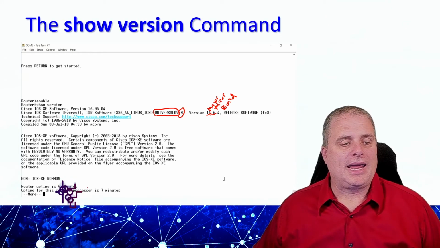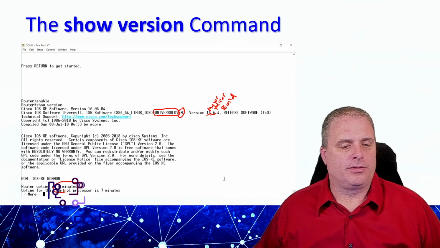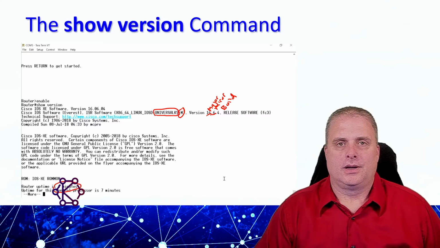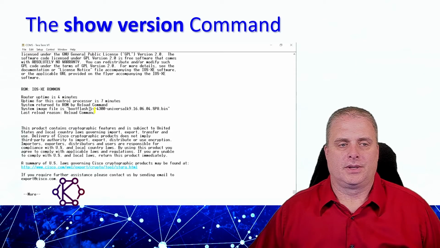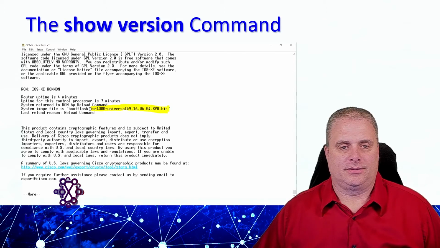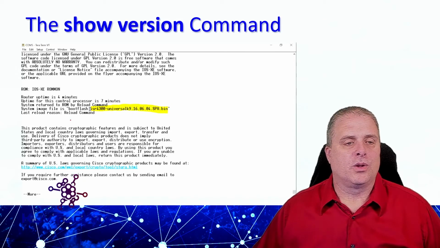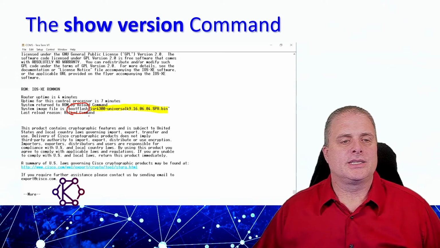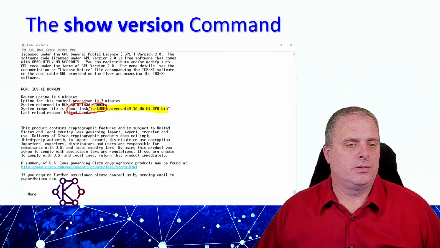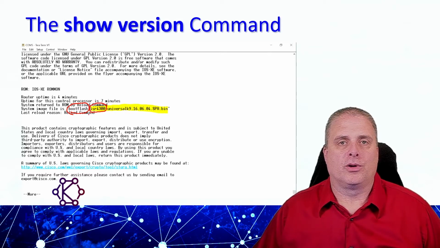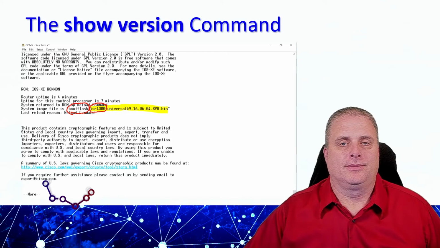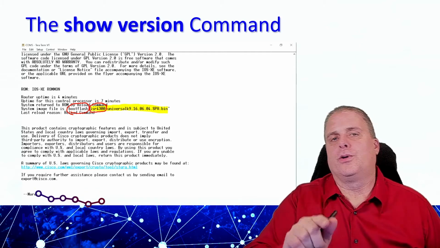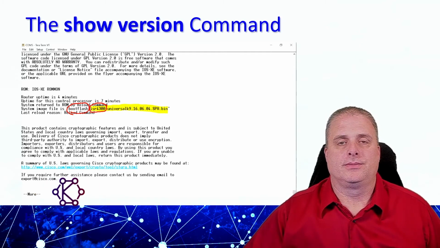Also on this screen, I can see that the router has been up for 4 minutes. I'll press the space bar to display more output. This tells me the name of the IOS image file, and that it is located in boot flash memory. ISR 4300 refers to the hardware platform that this was built for. And you'll recall that I'm using a 4321 router in this example.